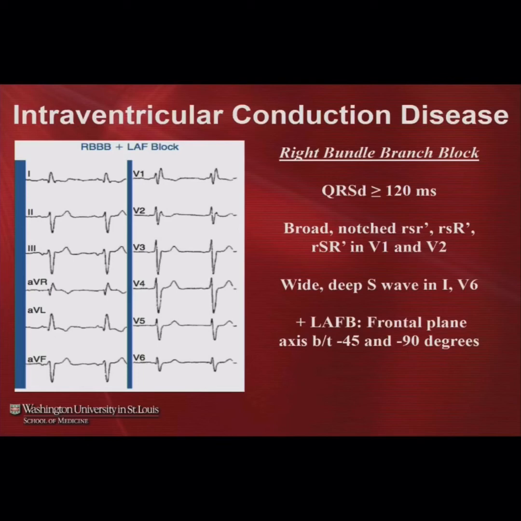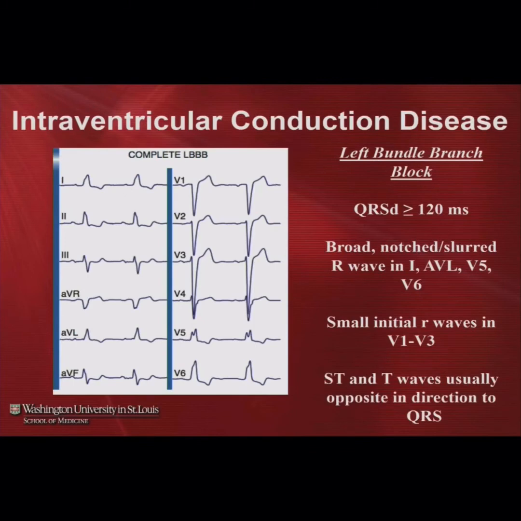The QRS is wide. You get a broad notched RSR prime in V1, okay? Typically have a wide deep S wave in V6. And then often you'll have comorbid left anterior fascicular block associated with it, where you have a frontal plane axis between negative 45 and 90. As opposed to left bundle branch block, where the QRS is also wide, but you have a broad notched slurred R wave in the lateral leads, V5 and V6, 1 and AVL. The initial R waves in V1 through V3 are typically very sharp, okay, and small. And then you have ST-T wave changes that are opposite direction to the QRS. So that's classic left bundle branch block.